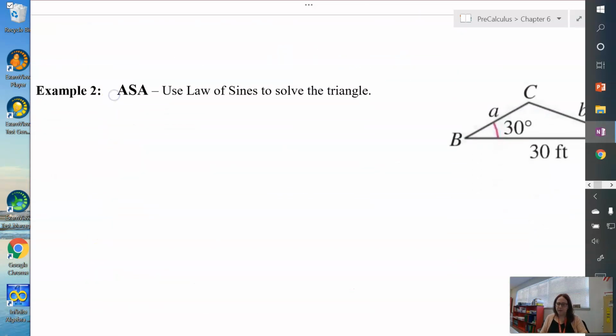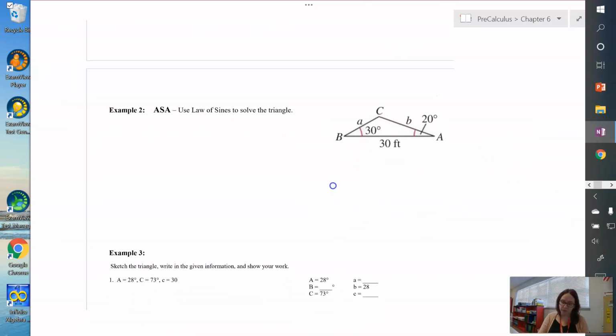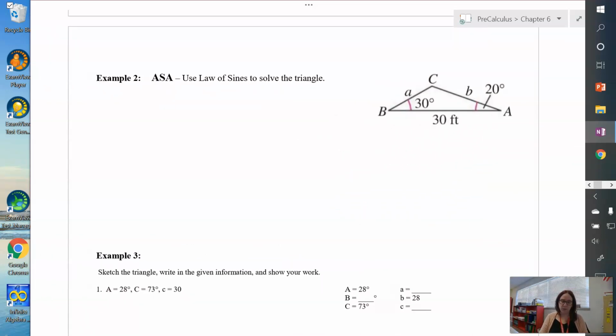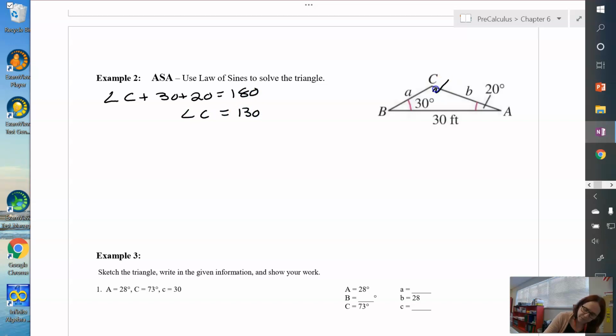All right. The next one we're going to do is an angle side angle. So I have two angles and a side that's sandwiched in between them. And I'm going to use law of sines to solve this triangle. First up, let's get angle C. As I know, angle C plus 30 plus 20 equals 180. Therefore, angle C is going to be 130 degrees.